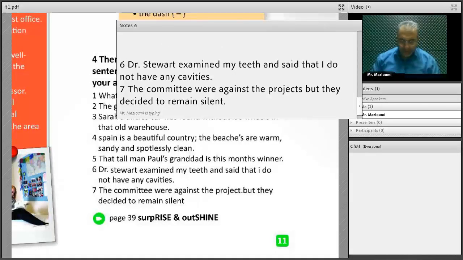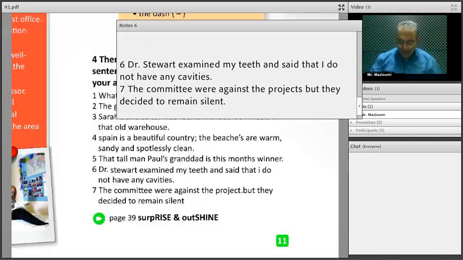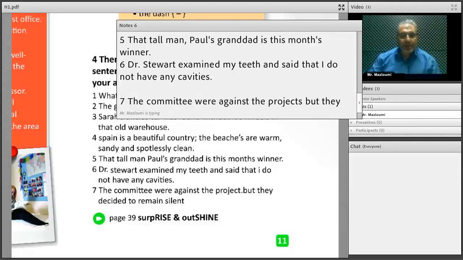Number five. That tall man, Paul's granddad, is this month's winner. So, that tall man, okay, we need a comma here. That tall man, comma, Paul's granddad is this month's. You see, we need an apostrophe here. This month's winner, and there is a full stop at the end. Number six, everyone.